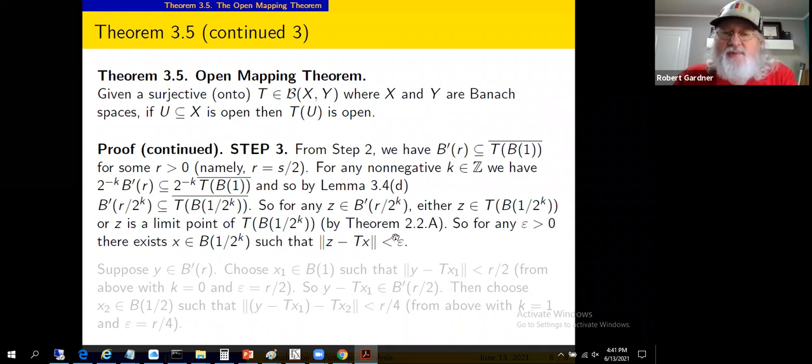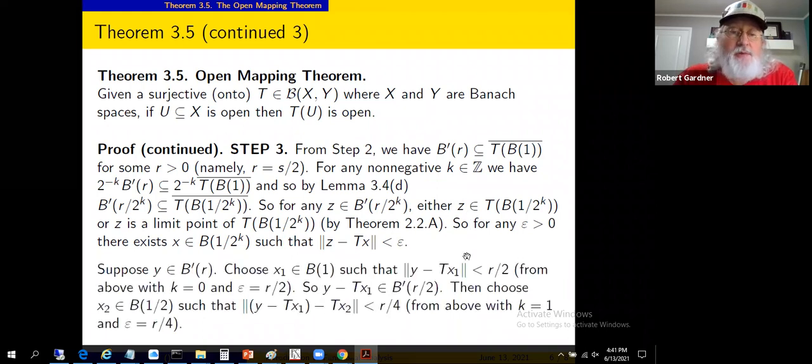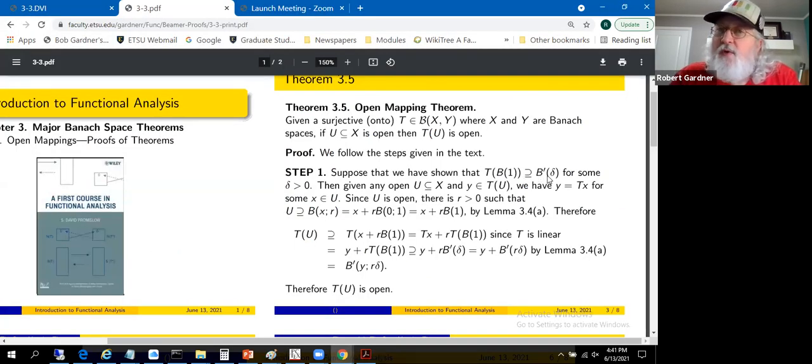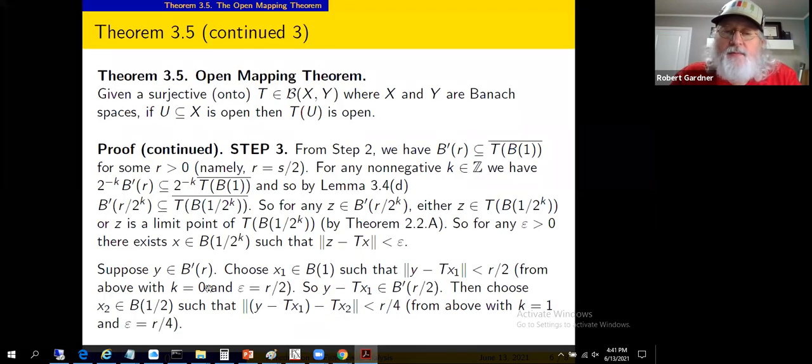All right, so this little observation here, we're going to iterate as follows. Suppose y is an element of B prime of r. So we've taken an arbitrary element of B prime of r. That sounds pretty good. Maybe this will be the B prime of delta that we're looking for. Almost. We're going to do a little bit of cutting some things in half one more time. But we're taking y as an arbitrary element of B prime of r. Choose x1 in B of 1 such that the norm of y minus T of x1 is less than r over 2.